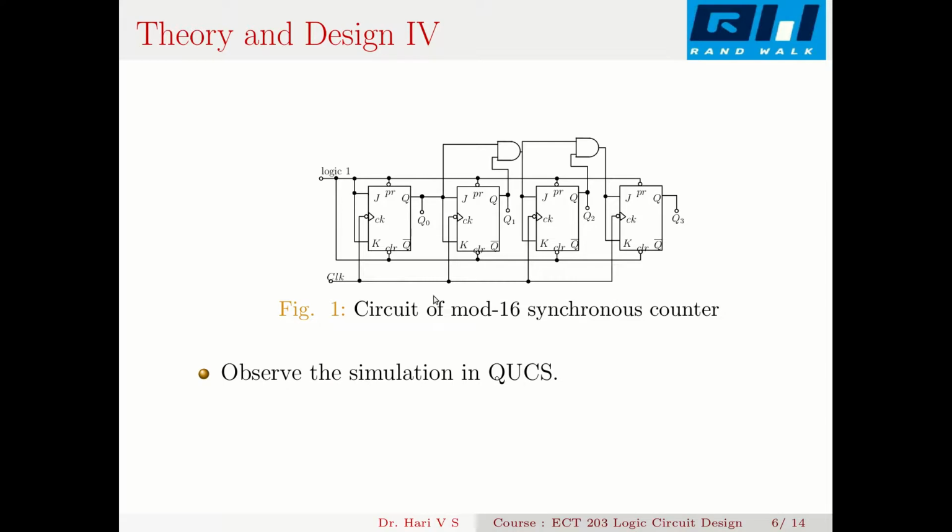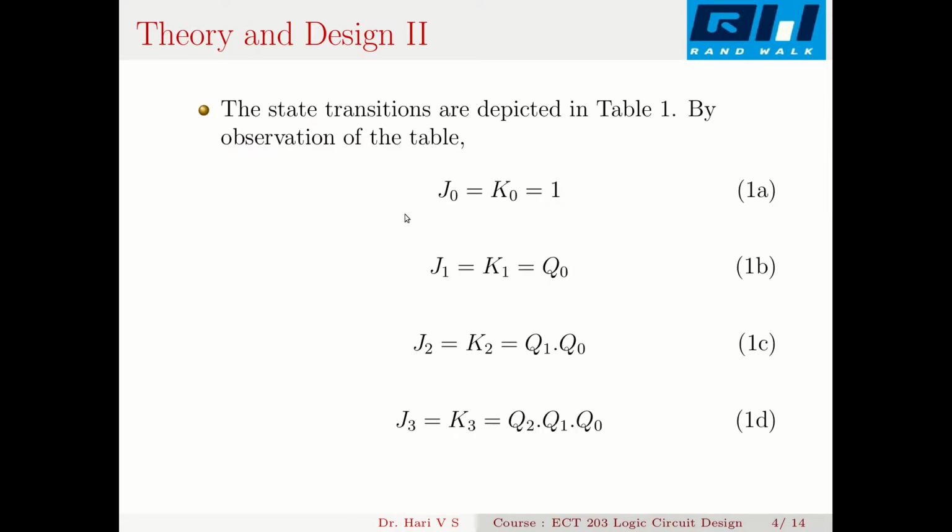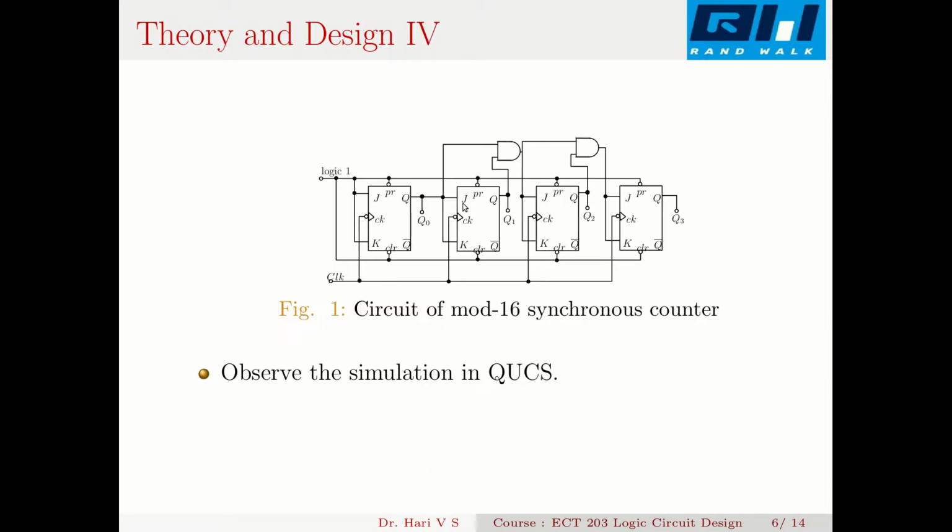This is a circuit. I have 4 flip-flops connected to a common clock. You can see that the clock is given in parallel, because this is a synchronous counter. For the first flip-flop, of course, I keep preset and clear at 1, so that normal operation is ensured. Initially J0 and K0 are 1s, J0 equal to K0 equal to 1, so I connect J0 and K0 to 1.